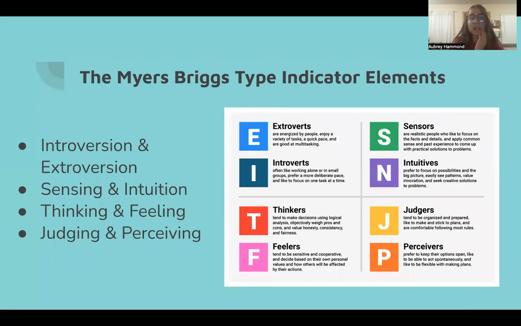So the Myers-Briggs Type Indicator elements. Like I said before, you've got your introversion and extroversion, your sensing and intuition, thinking and feeling, judging and perceiving. And then I have a little infographic over here that tells a little general piece of information about the different types.